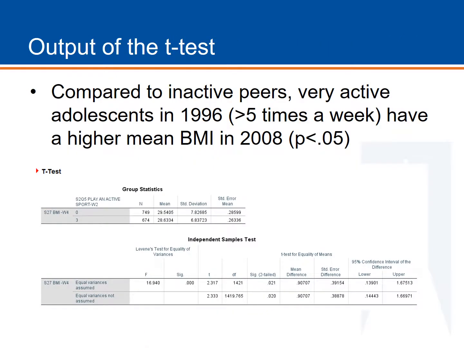This slide shows the output of the t-test from SPSS. The first result shows the sample sizes, mean, and standard deviation. You can check the standard deviation to see if the standard deviation is the same for both groups. The significance, two-sided, shows the p-value of the mean difference.